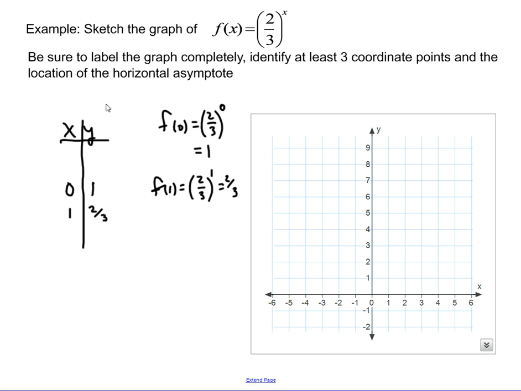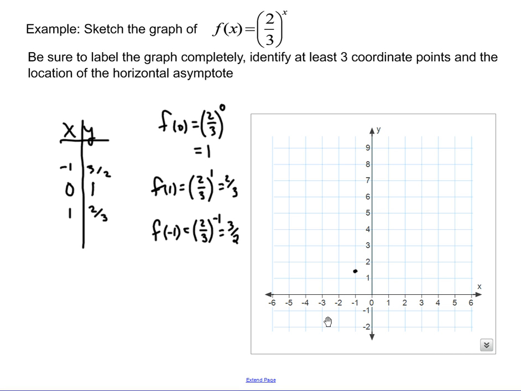We'll get that. I also like using -1 as a value for x, because when I put in -1, let's take a look at what happens. Raising to the -1 power means that we're going to be taking the reciprocal of whatever our base is. So we have a base of 2/3 raised to the -1st power. Our result will be the number 3/2. Kind of interesting. But let's plot it on our graph. Our graph then says at -1, y is equal to 3/2.